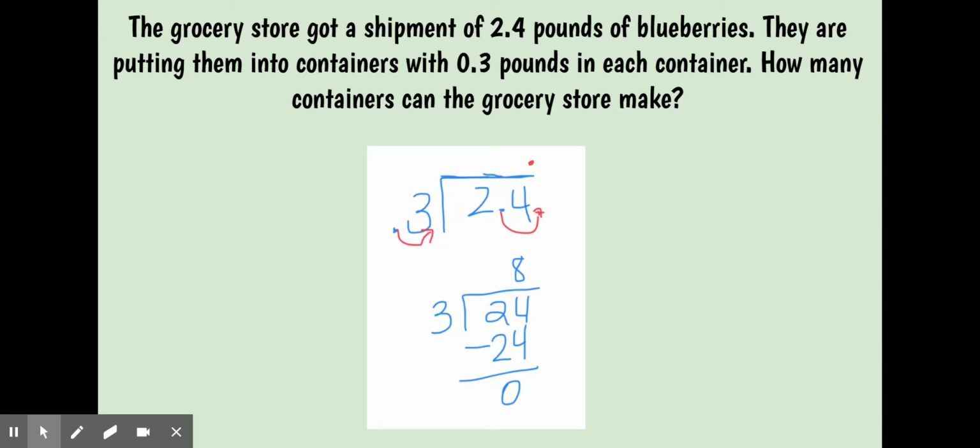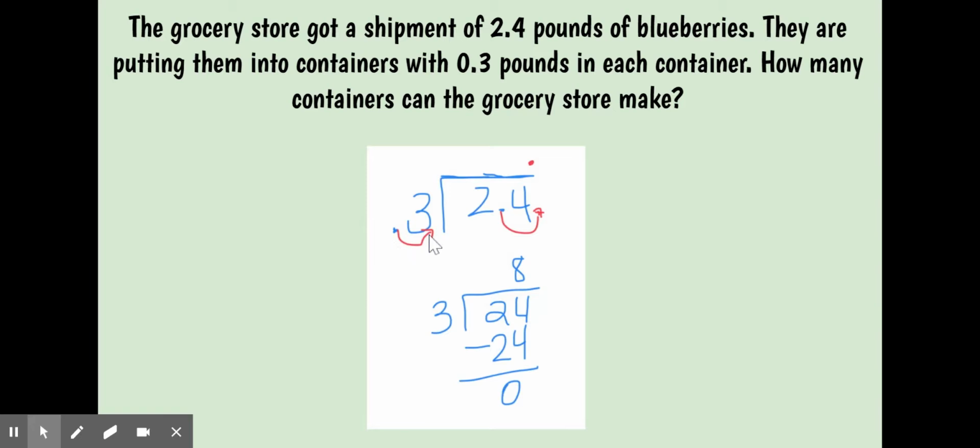Let's look at some word problems now with examples of dividing decimals. The grocery store got a shipment of 2 4/10 pounds of blueberries. They're putting them into containers with 3/10 of a pound in each container. We want to know how many containers we can make. I started out by dividing the total weight of the blueberries by the amount they're putting into each container. So 2 4/10 divided by 3/10.